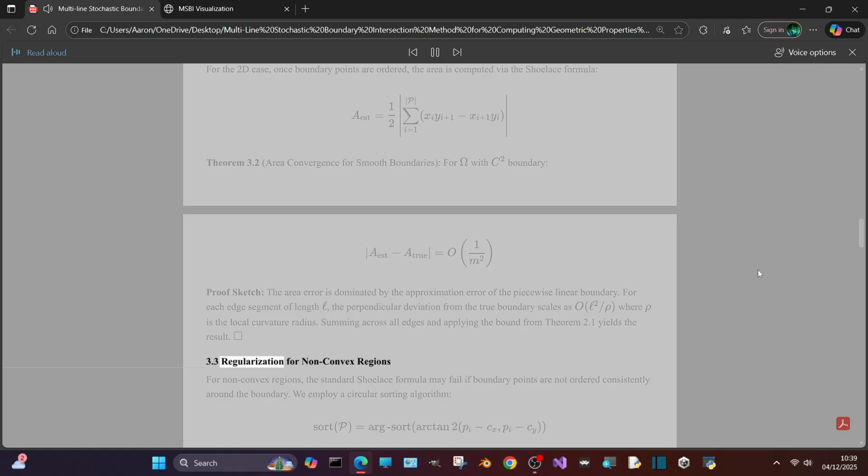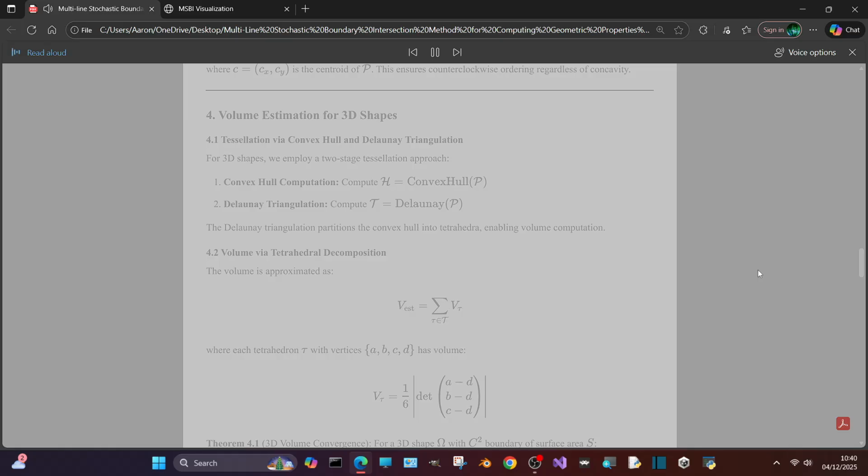3.3 Regularization for non-convex regions. For non-convex regions, the standard shoelace formula may fail if boundary points are not ordered consistently around the boundary. We employ a circular sorting algorithm around the centroid, which ensures counterclockwise ordering regardless of concavity.